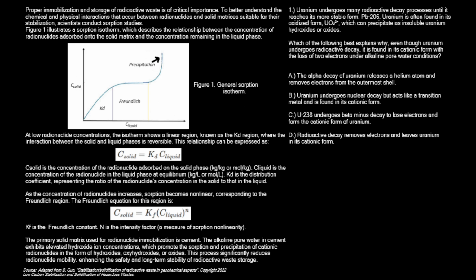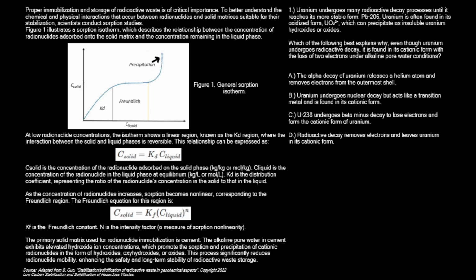As the concentration of radionuclides increases, sorption becomes nonlinear, corresponding to the Freundlich region. The Freundlich equation for this region is C solid is equal to Kf times C liquid to a power of n. Kf is the Freundlich constant, n is the intensity factor, which is a measure of sorption nonlinearity.